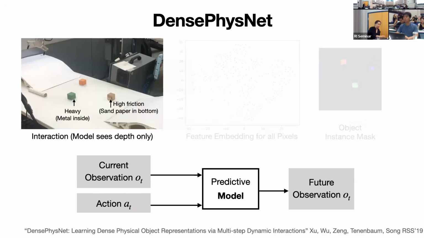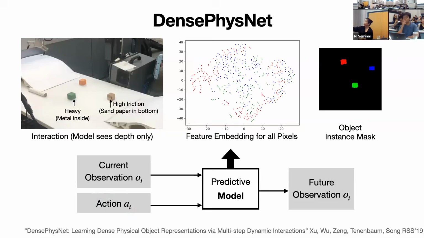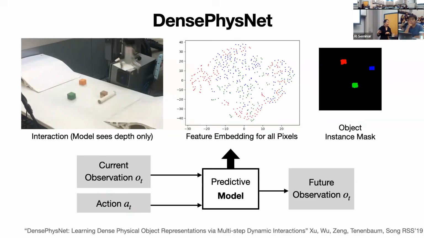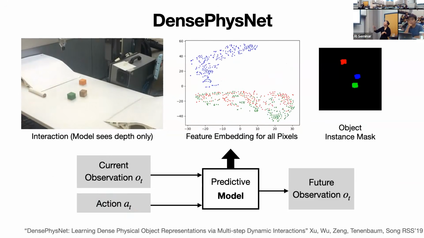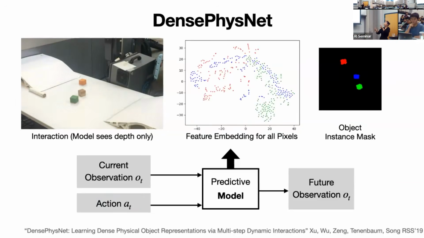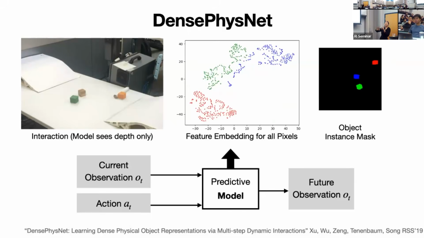And here is the system in action, where the robot is interacting with three different blocks with different physical properties. On the right, you can see the feature embeddings extracted from the neural network, each dot corresponding to one pixel, with color corresponding to different objects. At the beginning, the feature embedding is very clustered together. They cannot really distinguish between different objects. However, through more and more interaction steps, the embedding space starts to become more and more separated, which is an indicator that the system is able to learn object representations that encode the physical properties.